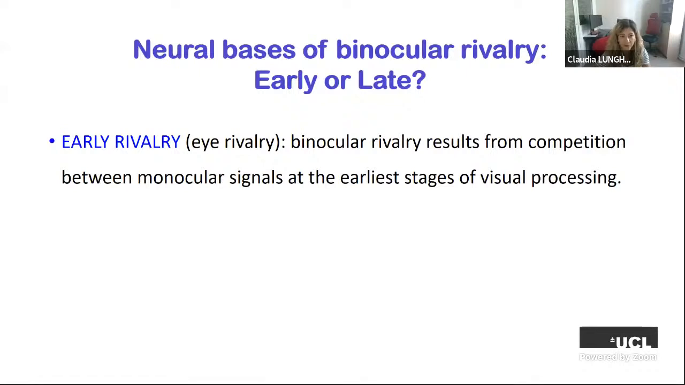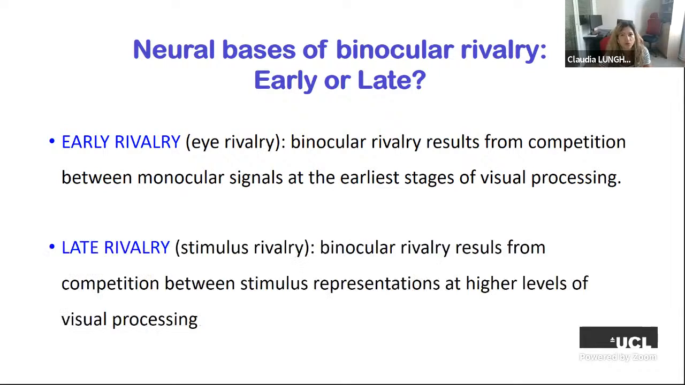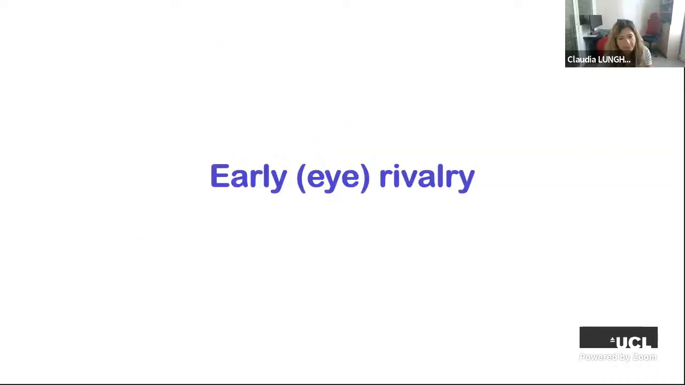The first theory is what is called early rivalry, also eye rivalry. The first theory is that binocular rivalry actually results from competition between monocular signals at the earliest stages of visual processing. And the other view, late rivalry, or what is also called stimulus rivalry, states instead that binocular rivalry results from competition between representations not at the eye level, but at the stimulus level, so at a higher level of visual processing. And I'll start by going into a bit more detail on the first theory, what is called early or eye rivalry.